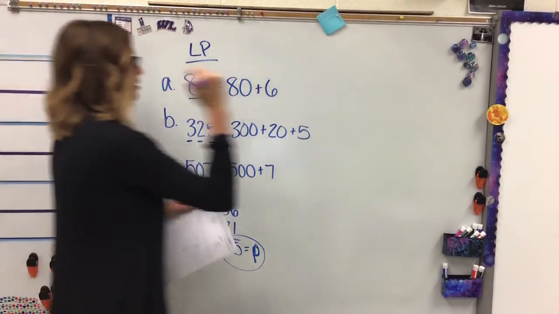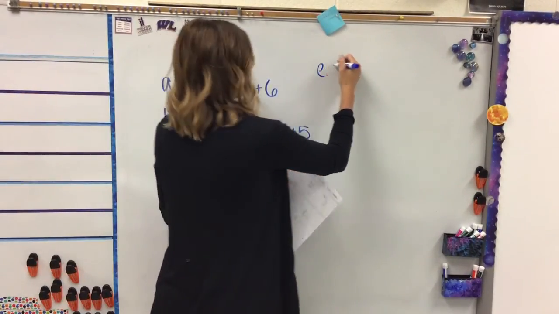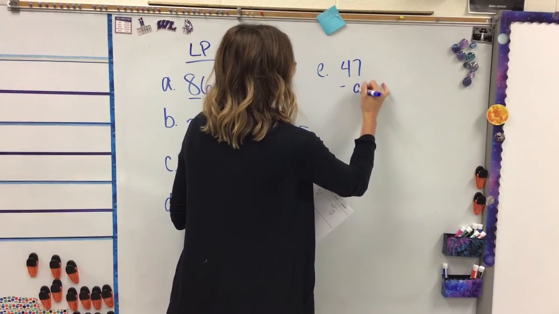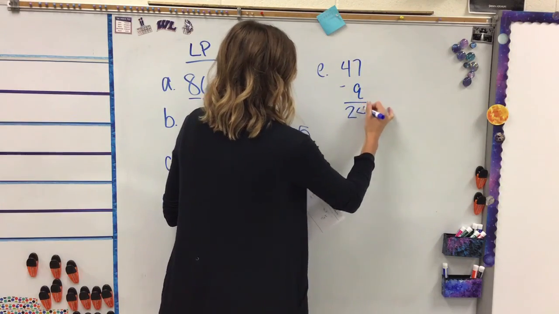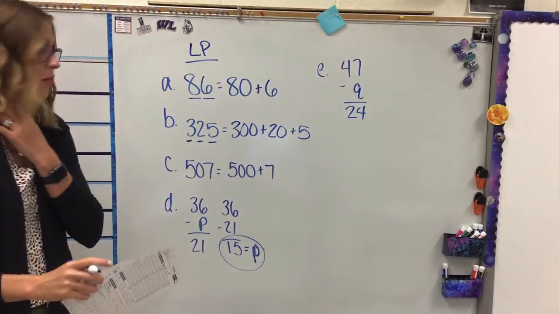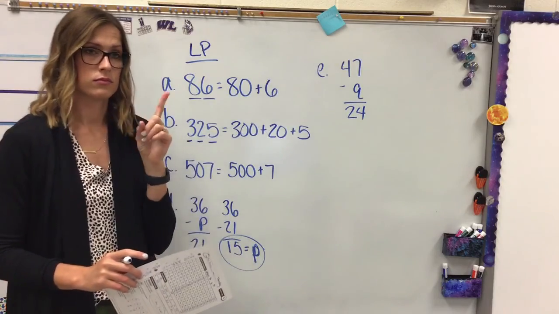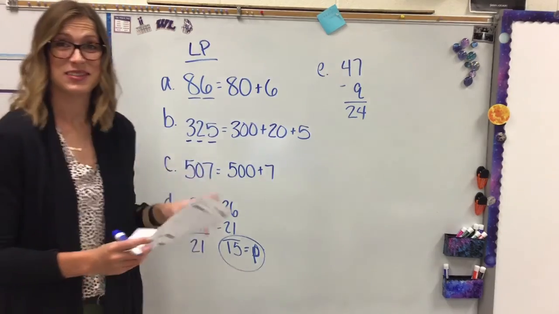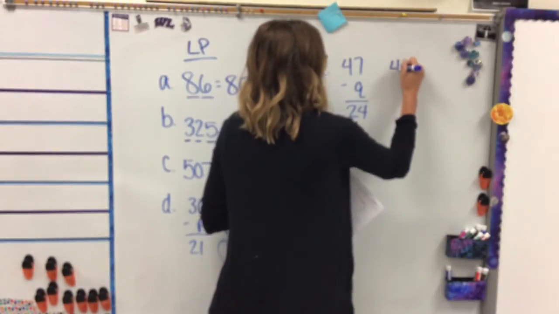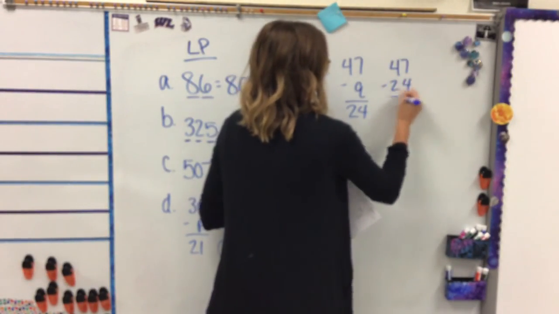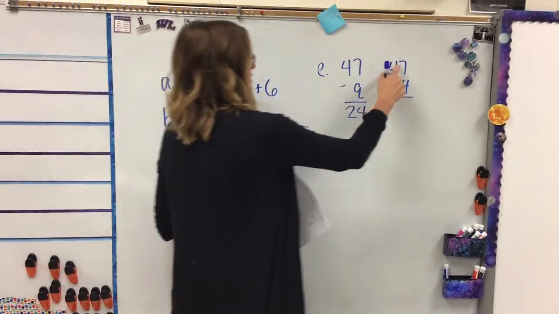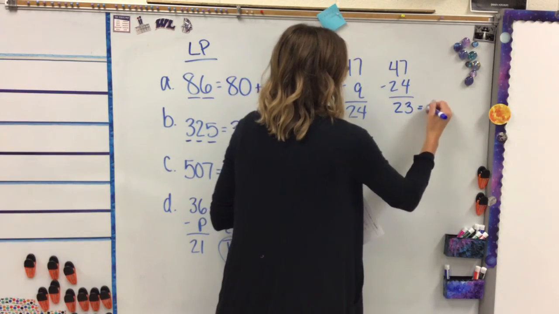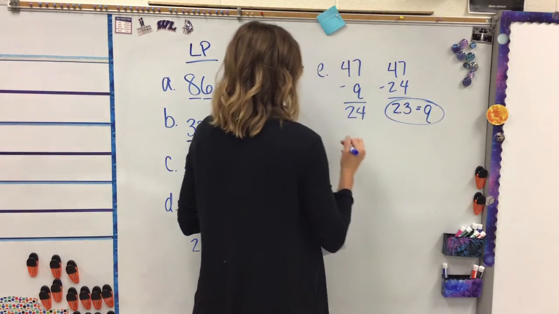Going on to E. E says 47 minus Q is 24. My missing number is first or second? Second, so I gotta still subtract. So I'm gonna do 47 minus 24, and let's subtract. 7 minus 4 is 3. 4 minus 2 is 2. So 23 equals Q.